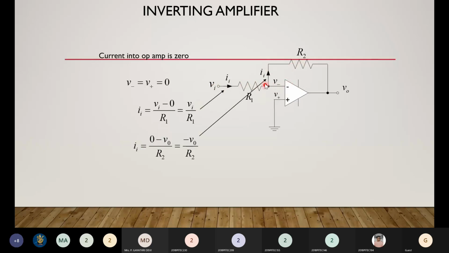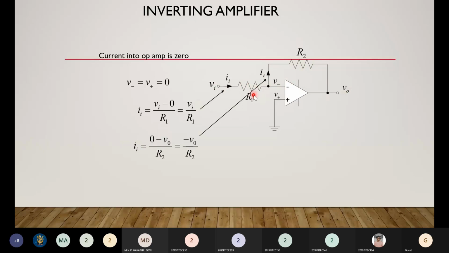And therefore the current I1 can also be written with respect to the output voltage V0. So I1 is equal to 0 minus V0 divided by R2. So it is minus V0 by R2.